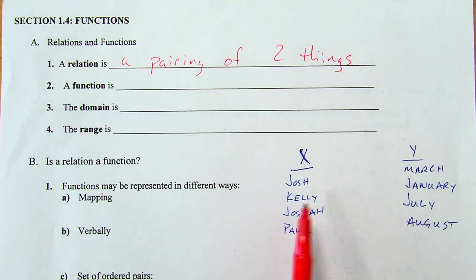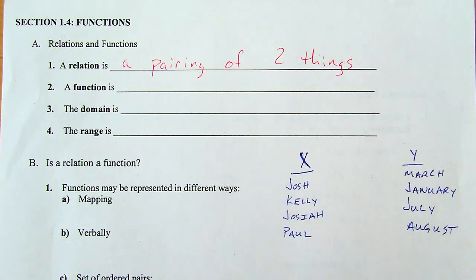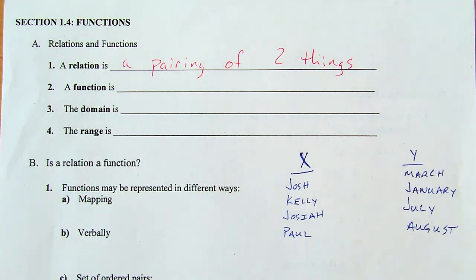Down here I have an example of a relation where I'm just going to take something from the first category, which is the names of the people in my family, Josh, Kelly, and then my sons, Josiah and Paul. And then the second column is their birth months, or just the months of the year. And so a relation would be a pairing of two things. So right here you have an example of a relation.